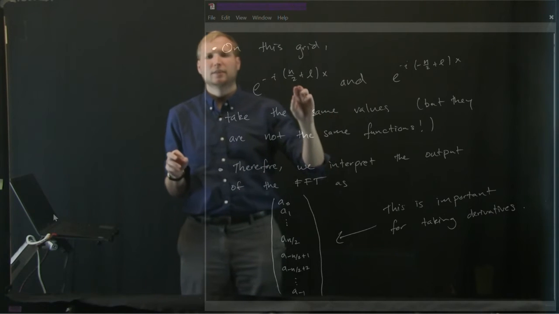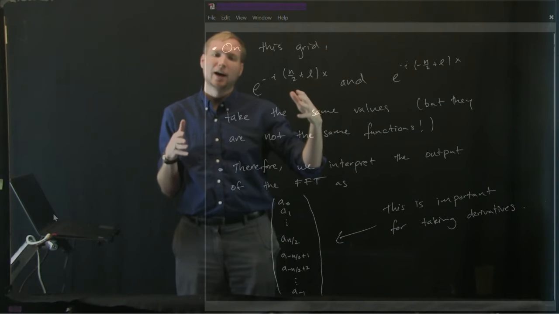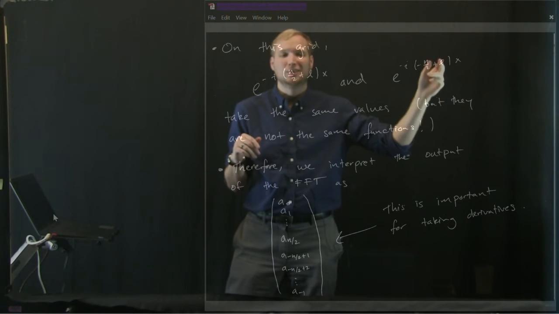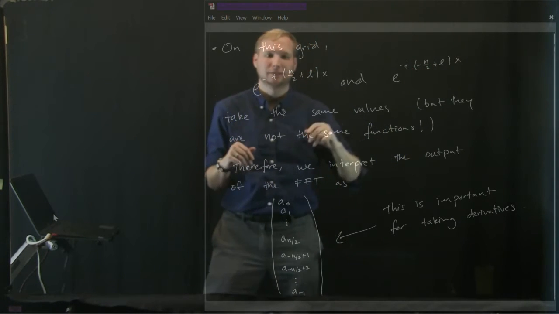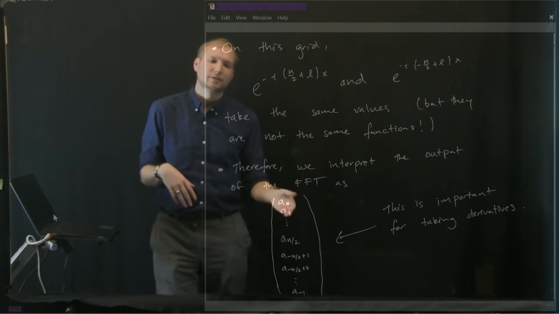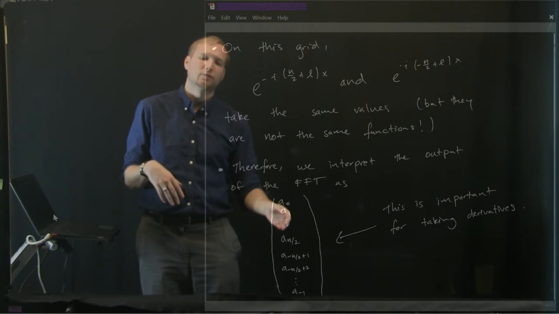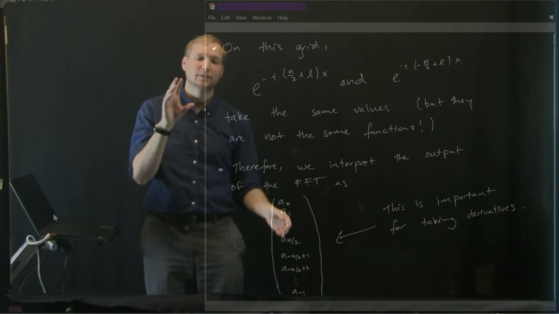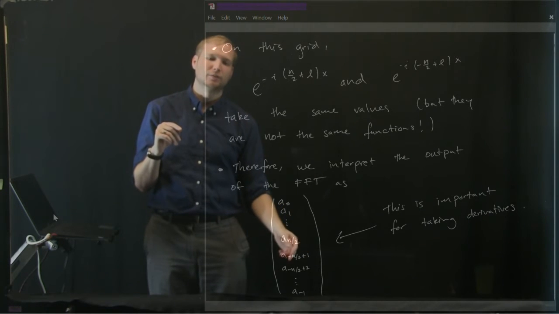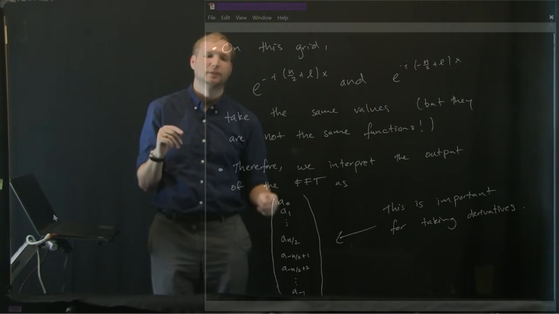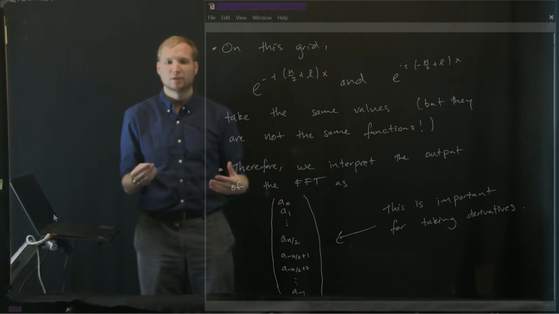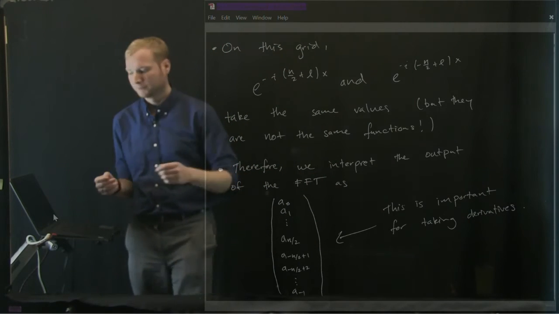If you think about it, these n over 2 plus L functions have a higher frequency than these minus n over 2 plus L, because in that case the plus L is decreasing the absolute value of that frequency. So we interpret the output of the FFT as giving us a0, a1, up to a sub n over 2. And because of this equivalence, the tail end we interpret as a sub minus n over 2 plus 1, a sub minus n over 2 plus 2, up to a sub minus 1. It's important to keep this interpretation in mind when we use the FFT to compute derivatives.